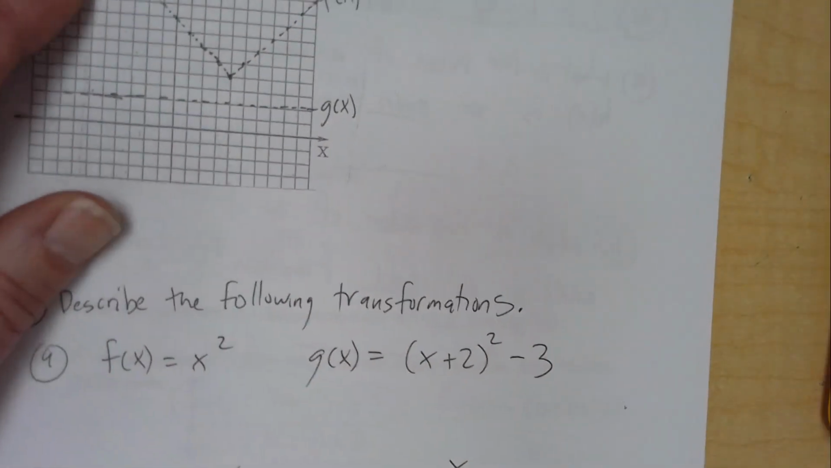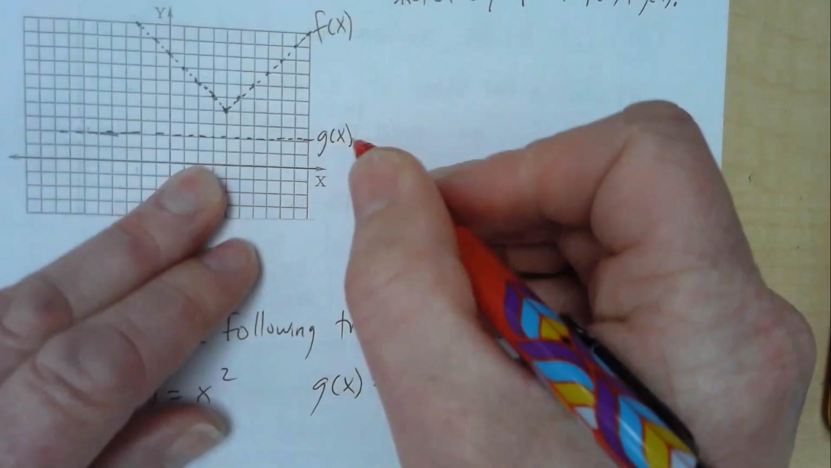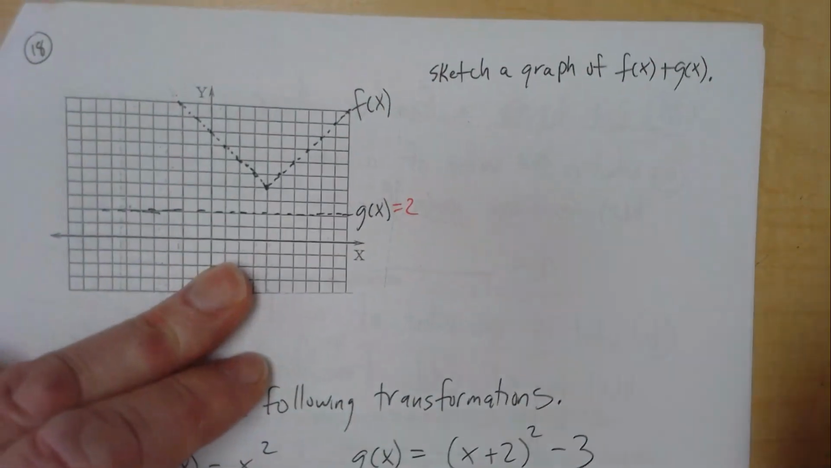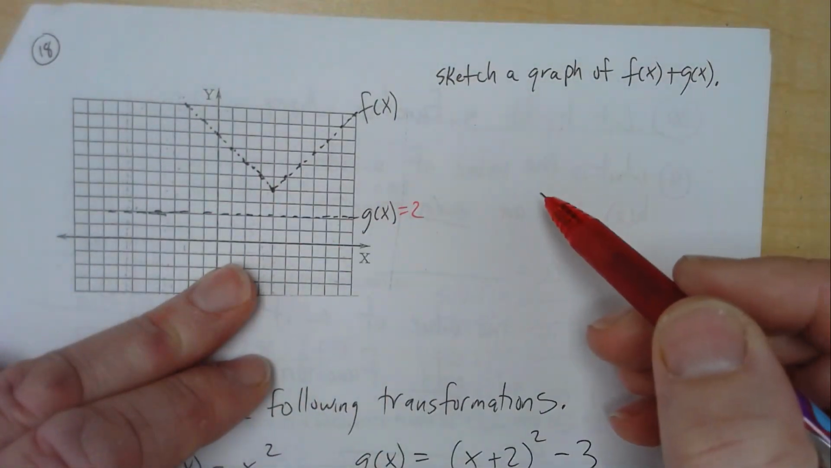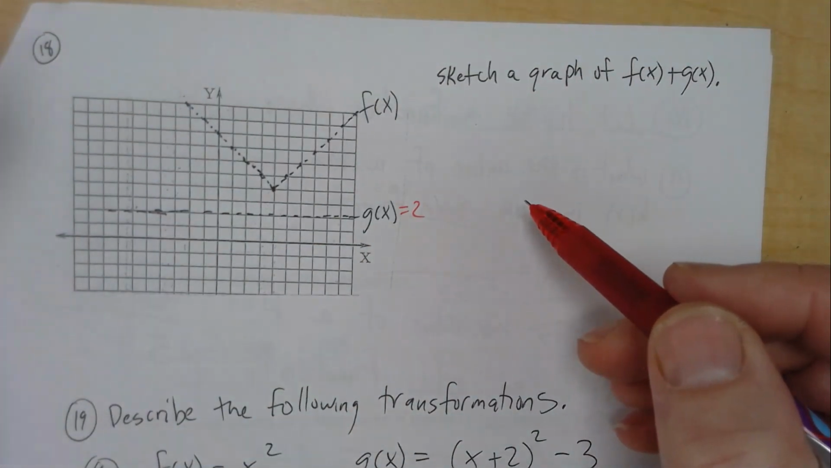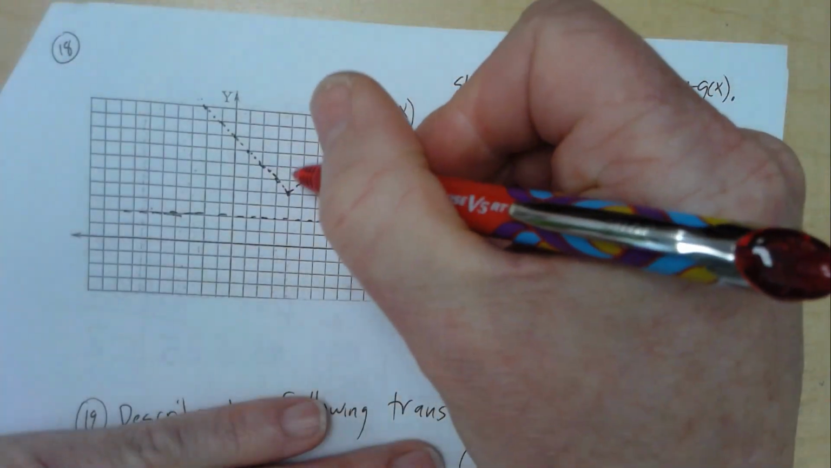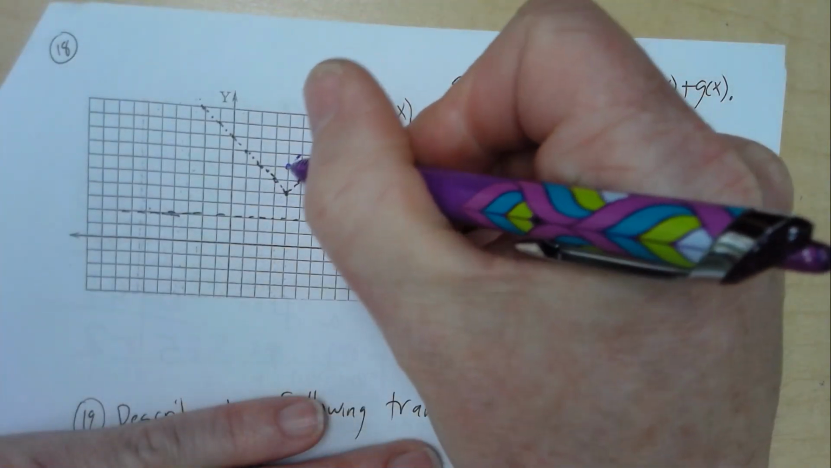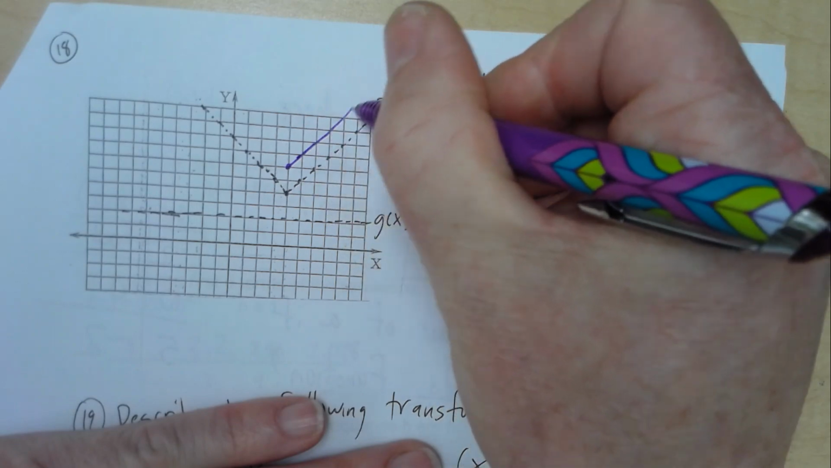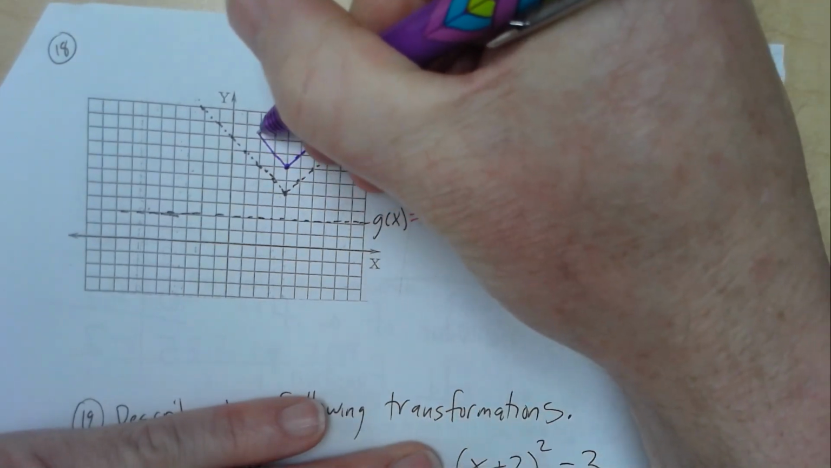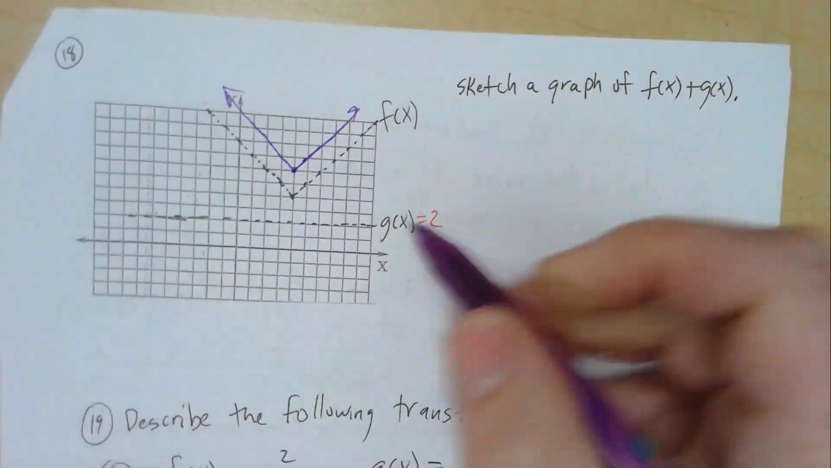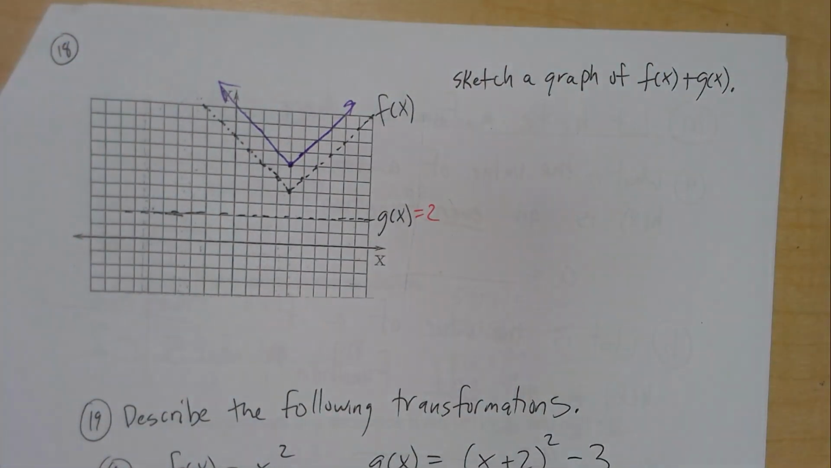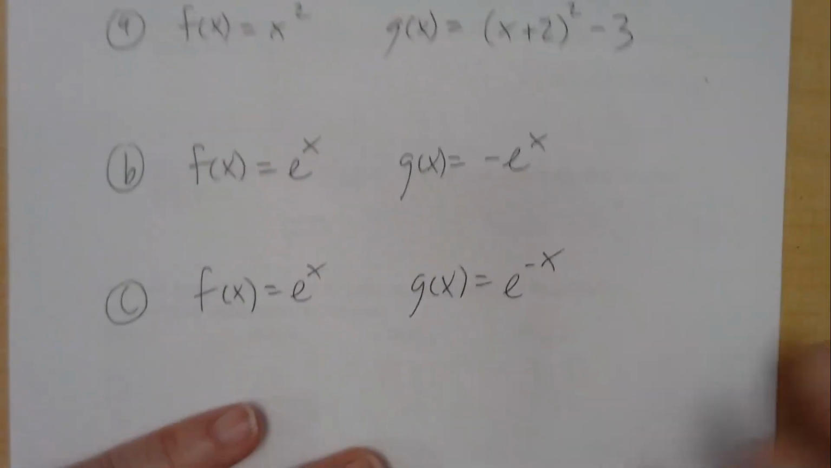All right, so this is just the equation 2. If you add these two equations together, you're taking the f equation and adding 2 to it, which means it's going to move up 2 spaces. So you just go up 2 spaces, going back to purple. So 1, 2. And then it's just going to do what the other one did. It's going to be 2 spaces higher. This is just the constant 2. If you add it to the equation, it's going to move it up 2. That's pretty simple. Now we get to describe the things.